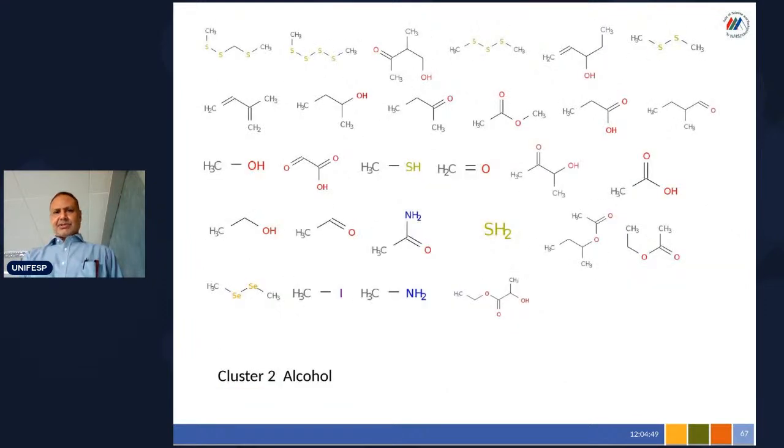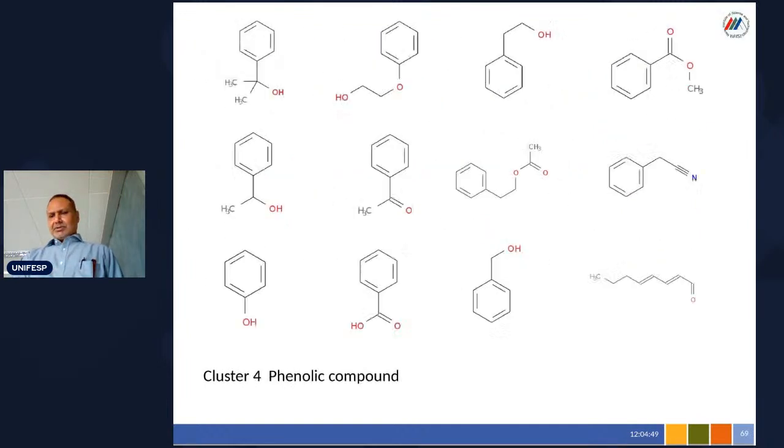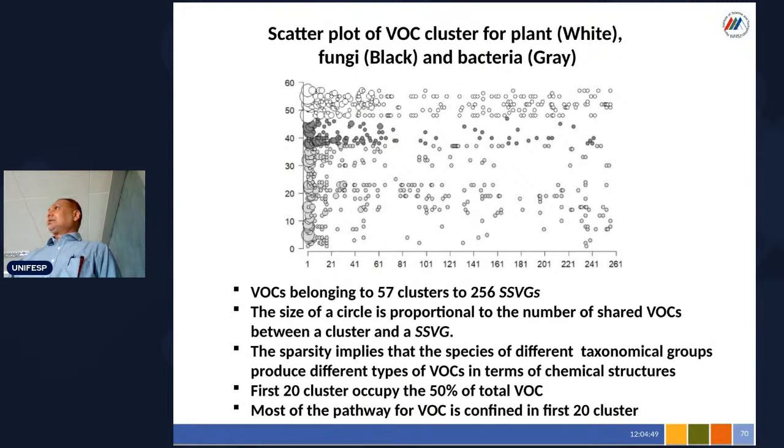These are also VOCs, and this is an alcohol type of VOCs, and this is a ring compound, and another cluster is a phenolic compound. So we got more than 200 such clusters. So that means in terms of structure, there are 200 types of VOCs available. And then we tried to link which species are linked to what type of VOCs. In this class here, I think some are bacteria, and these are plants, and these are fungus. And as you can see, this is scattered. So not all species use the same type of VOCs. Different species use different types of VOCs.